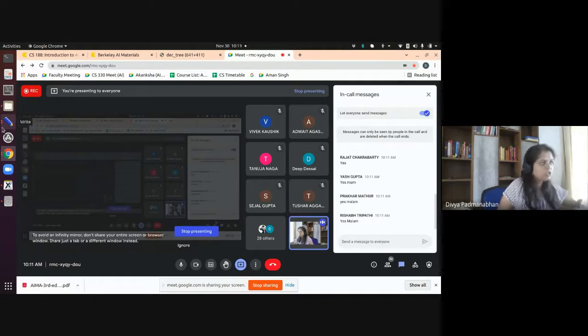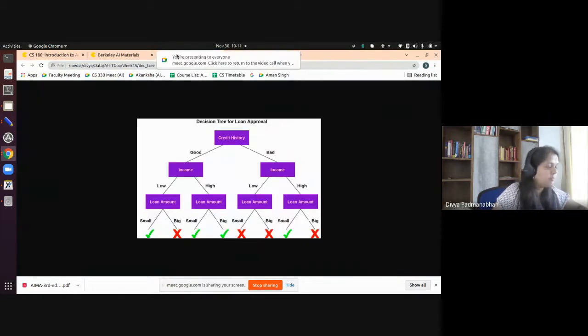So let's move on to the next topic. It's a relatively easier class of models to follow, but there are some combinatoric aspects there too. So, the decision tree model. A decision tree looks something like this.